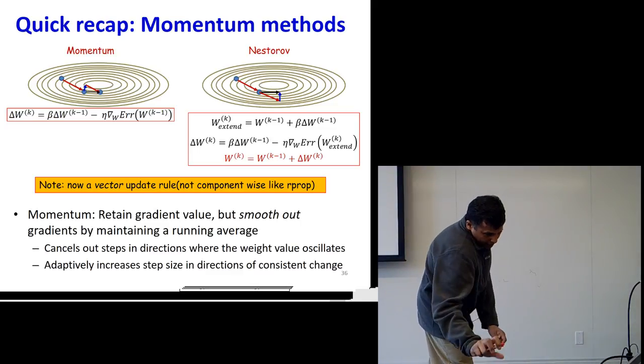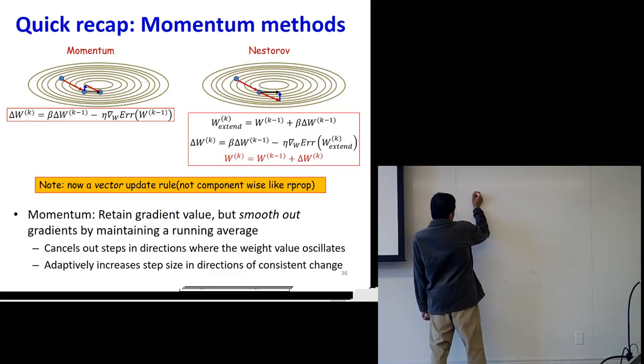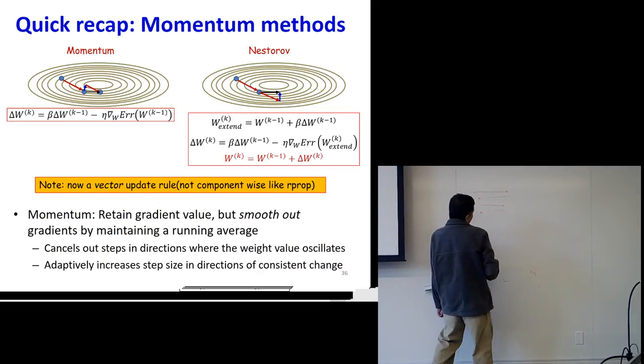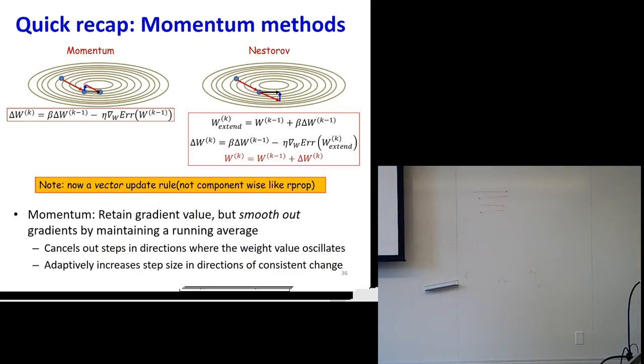So let's say I have derivatives which swing forward and backwards. One, I do this, the next is this, the next is this, the next is this. What happens? It's swinging forward and backward, but what would happen if I took an average of all of these guys? They would cancel out, right? So this property of maintaining a running average has this nice behavior that when things are swinging back and forth, they cancel out. When things are moving consistently in one direction, you're going to keep going that way, right? And that is basically what momentum does.